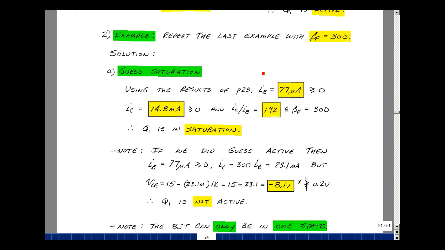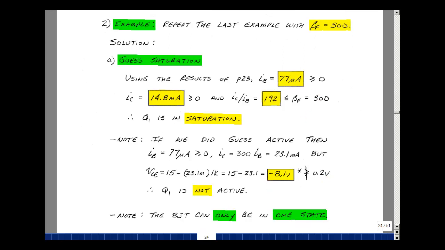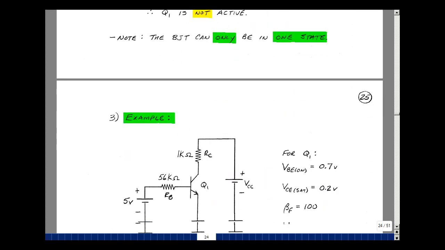Would this last one have been contradicted? Well, let's see. I've got I sub B as 77 microamps, but now I sub C is 300 times I sub B, and that's 23.1 milliamps. When we solve for the collector emitter voltage, that value of I sub C is going to produce a negative voltage across the collector emitter. But that's not greater than or equal to 0.2, it's actually less, so then it's not active. There is only one possible state given the parameters of the transistor.